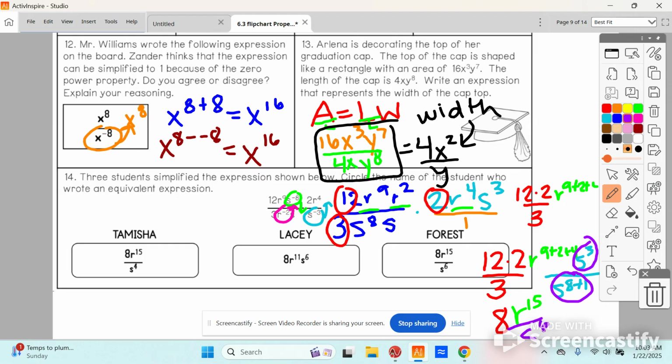I ran out of room there, but what I understand is that I have a denominator, so it can't be Lacey, and I have 4 s's, so it can't be Tamisha. So 8r to the 15th, with s to the 6th in the denominator, would be the correct answer, and that's Forrest.